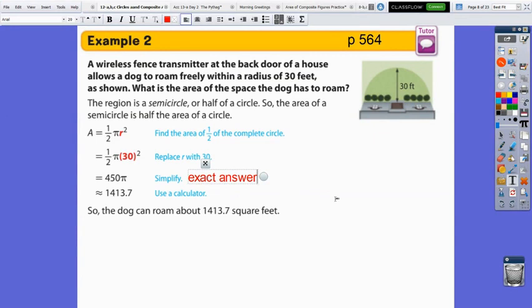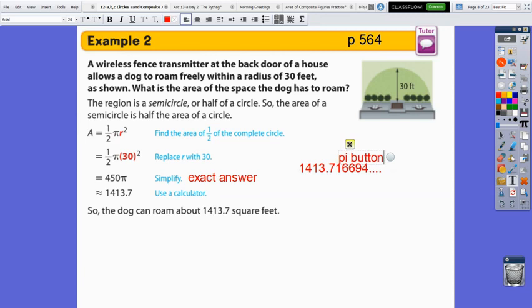Let's see here, 450 times pi, 1413.716694. Okay, so it's 1413.716694, and so on, with the pi button.